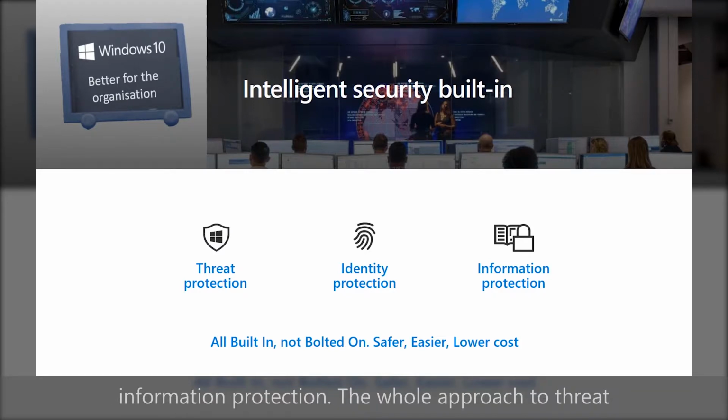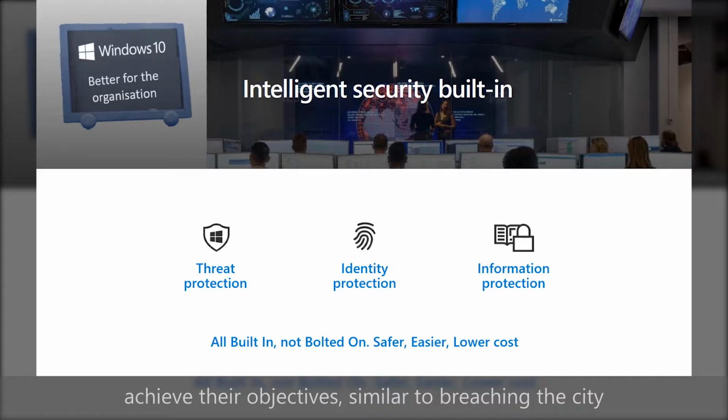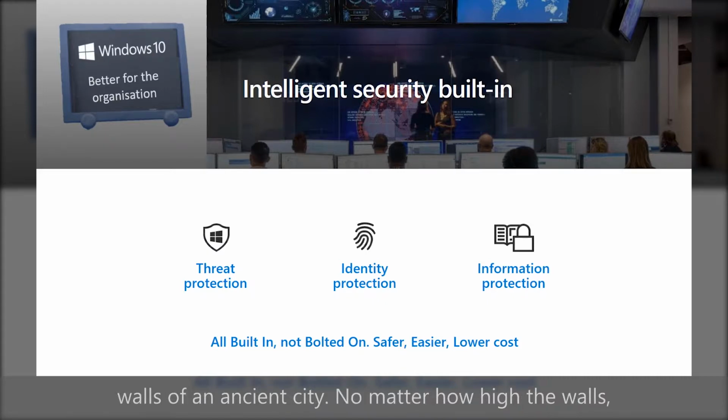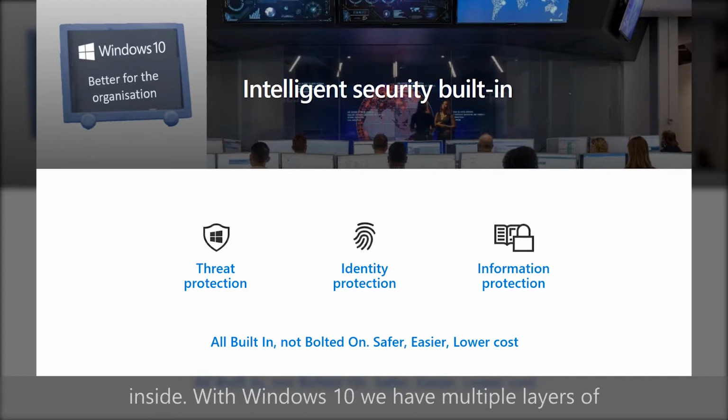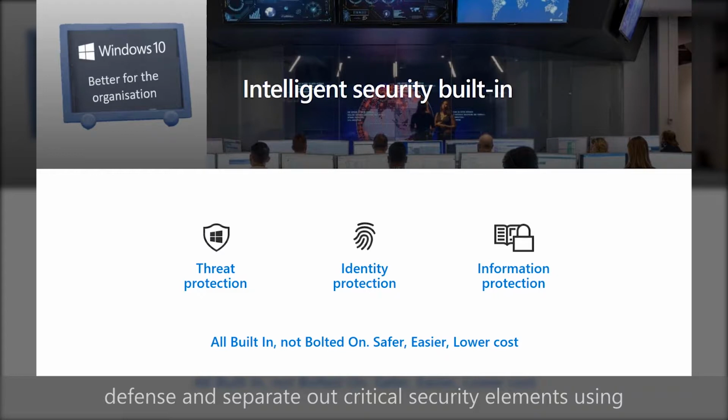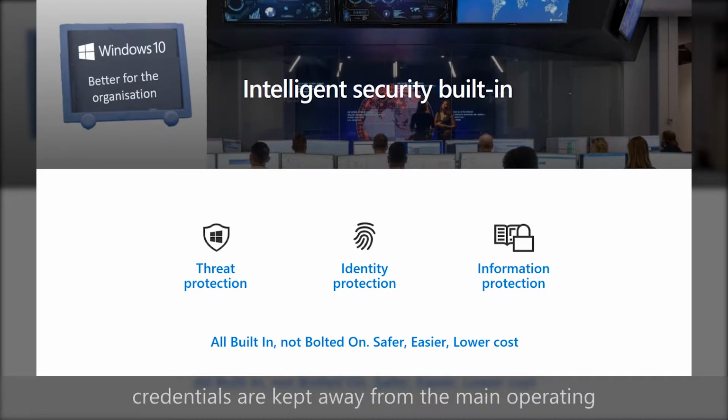The whole approach to threat protection has changed. Previously, once an attacker has breached the system, they could run rife until they achieved their objectives, similar to breaching the city walls of an ancient city. No matter how high the walls, once breached, they let an attacker get anywhere inside. With Windows 10, we have multiple layers of defense and separate out critical security elements using virtualization technologies. So, for example, user credentials are kept away from the main operating system and in a separate hypervisor.